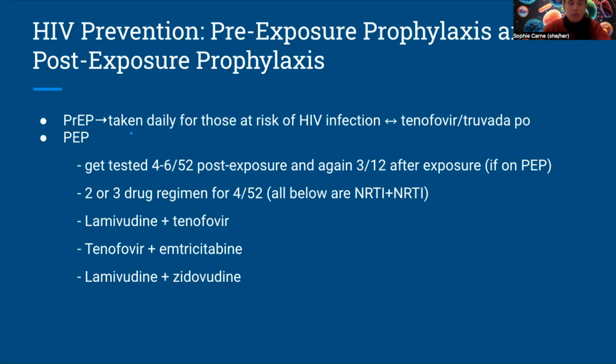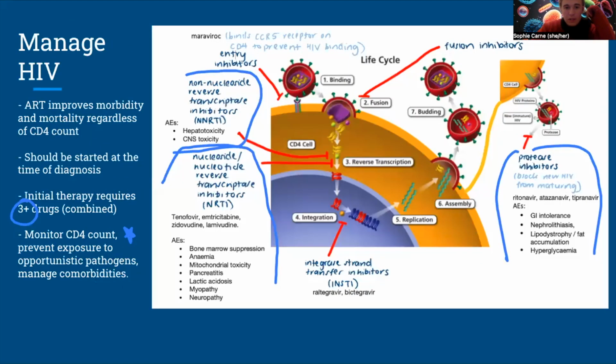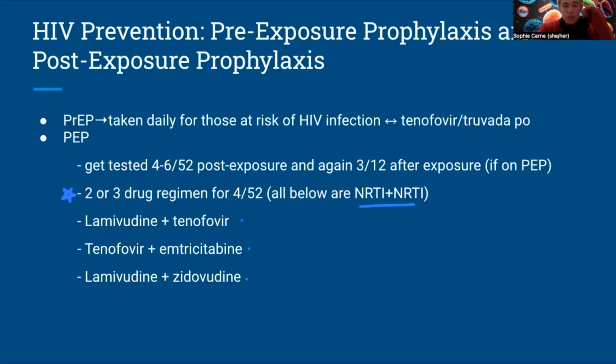So pre-exposure prophylaxis and post-exposure prophylaxis. Pre-exposure prophylaxis is taken daily for those at risk of HIV infection. Post-exposure prophylaxis, so you should get tested 4 to 6 weeks post-exposure, and again 3 months after exposure if you're on post-exposure prophylaxis. And similar to initiating treatment, you're on a 2 or 3 drug regimen for 4 weeks. And these are some examples, and just out of interest, they're all nucleoside reverse transcriptase inhibitors.